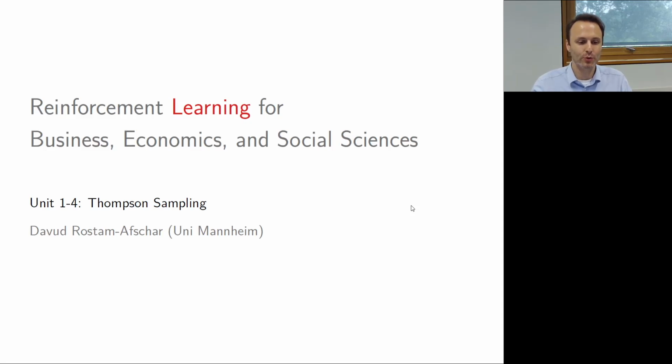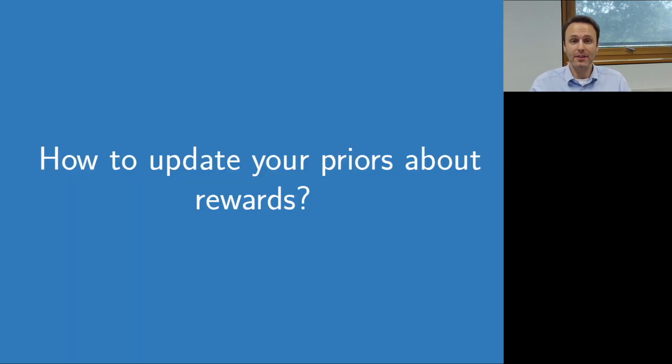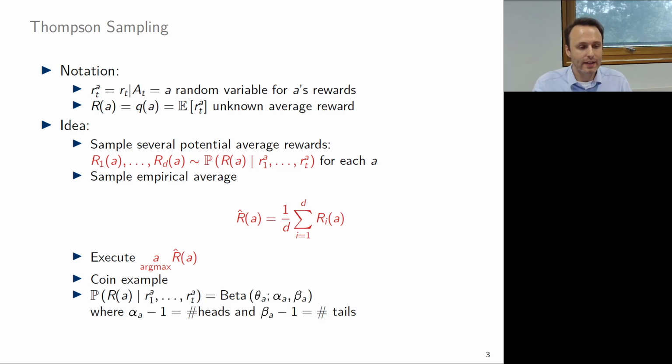Welcome everyone to the world of multi-armed bandits, and we will take a look at a particular algorithm, namely Thompson sampling. Thompson sampling tells us how to update our priors about rewards. And to understand Thompson sampling, we need to check out some notation.